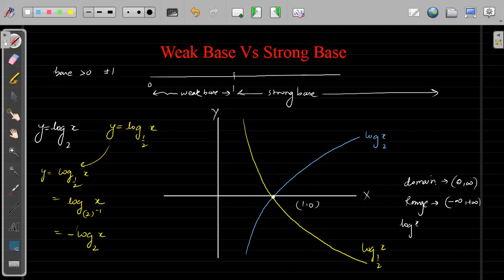Log x base 1 by 2 also intersects the x axis at x equals 1, right? Because even now, log 1 base 2 will be 0, okay? Even then, understood? So just copy this one, write these properties also.